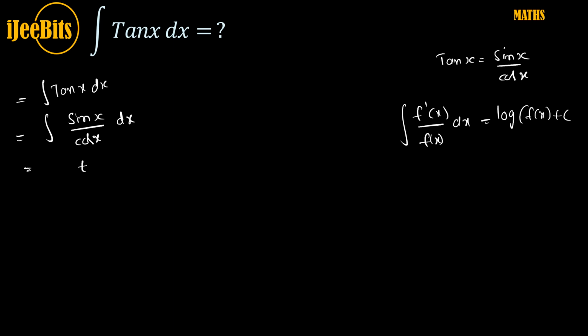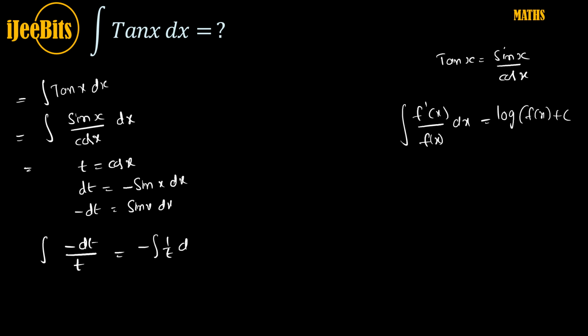So if t equals cos x and dt equals minus sin x dx, so minus dt equals sin x dx. So if you know this, the straight function, right? What you have to see is minus dt divided by t. So minus integration of 1 by t dt is nothing but log t. So minus log t, and t means cos x, so minus log of cos x plus c, right? This is how you can solve. See how easy it is.